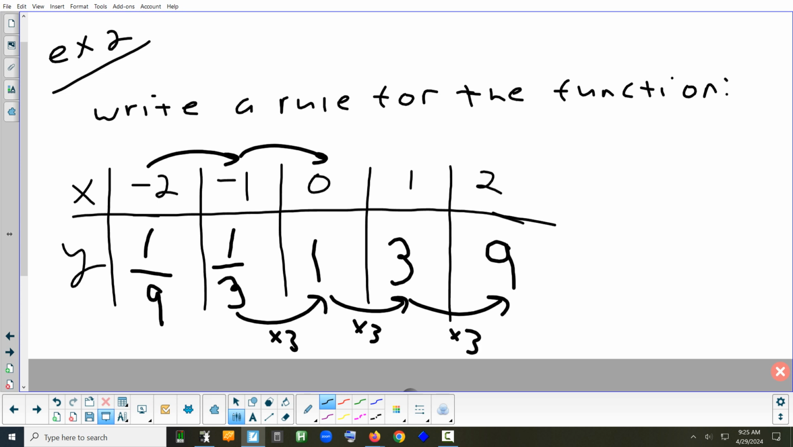And if you multiply 1/9 times 3, you do get 1/3. Some people have trouble or find it a little harder looking at the fractions. So I would say look at the ones that aren't fractions.